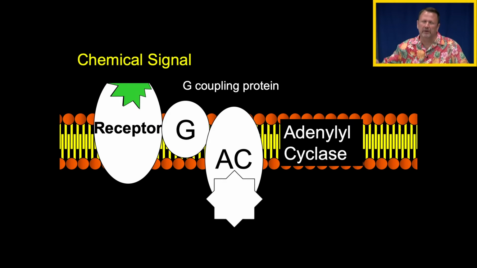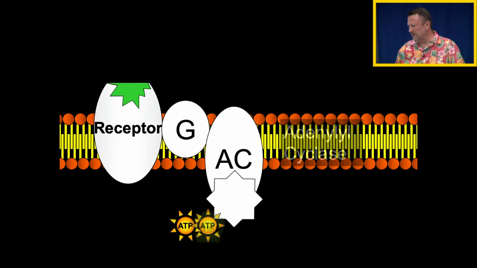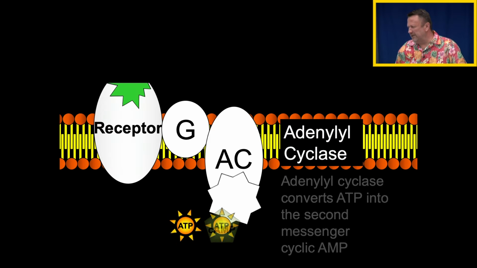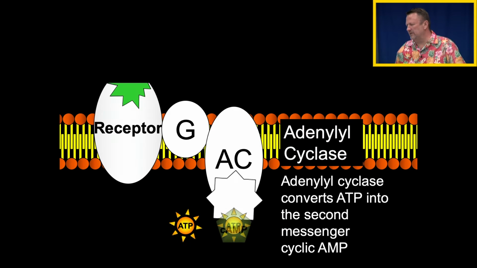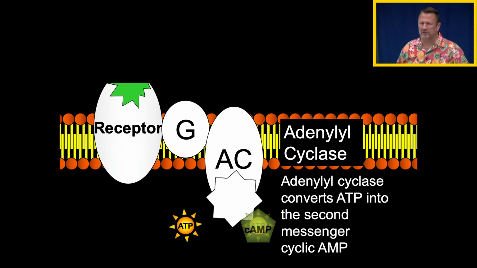This is just quite simply how the body uses proteins, all sorts of different ways. All right, adenylyl cyclase converts ATP into a second messenger called cyclic AMP, and this is something that we'll start talking about again when we get to neurotransmission.